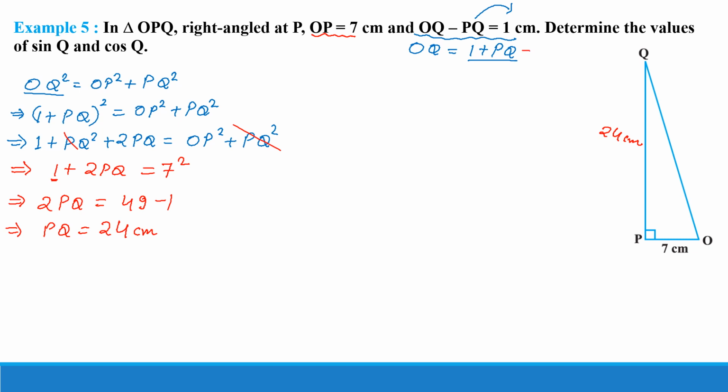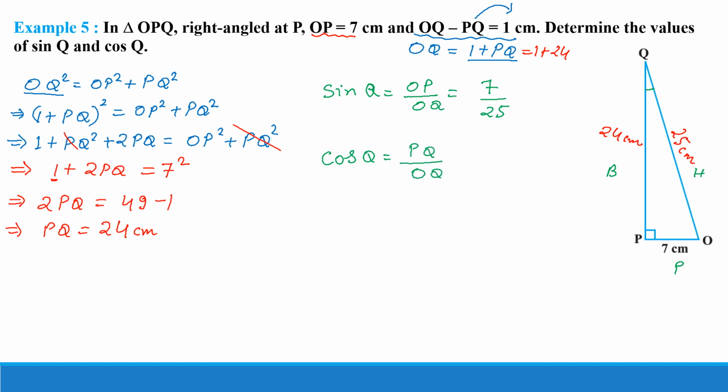OQ is 1 plus PQ, that is 1 plus 24, that is equal to 25 centimeter. So after knowing all three sides of a right angle triangle, it is very easy to find out the value of any trigonometric ratio. So if I want to find out sine Q, for Q, this will be the perpendicular, this is base, this is hypotenuse. We know sine Q is perpendicular by hypotenuse, means it is equal to OP by OQ, so that is equal to 7 by 25. Same way, if I want to find out cos Q, we know it is base by hypotenuse, so it will be PQ upon OQ, that is equal to 24 by 25.